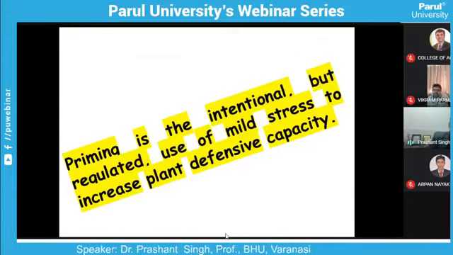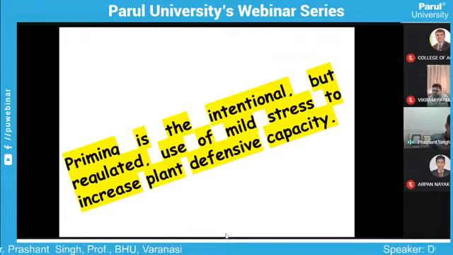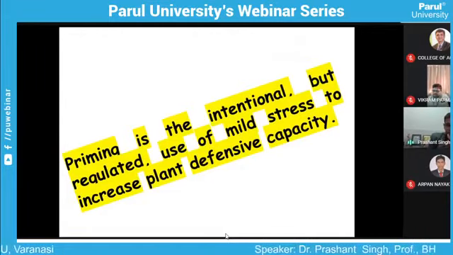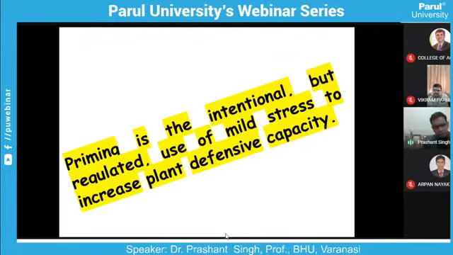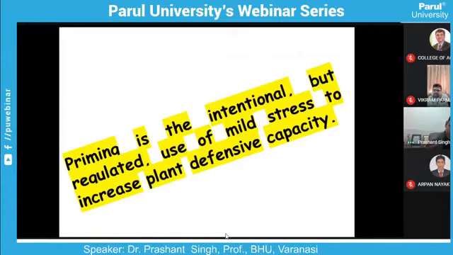Now the second question is, what could be the best stage to prime the plants? In my knowledge, we have done a lot of experiments. We have also published a number of works showing that priming could be done at the seed stage, the flowering stage, rooted stage, branching stage, and more or less almost everywhere, we can induce the priming and we can show the protection.